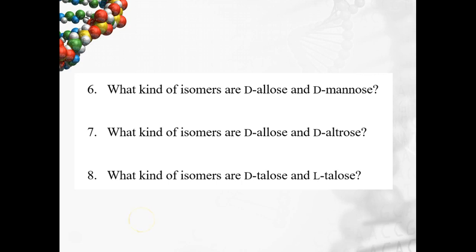are. So hopefully you've determined that D-allose and D-mannose are diastereomers, D-allose and D-altrose are epimers, and D-talose and L-talose are enantiomers.